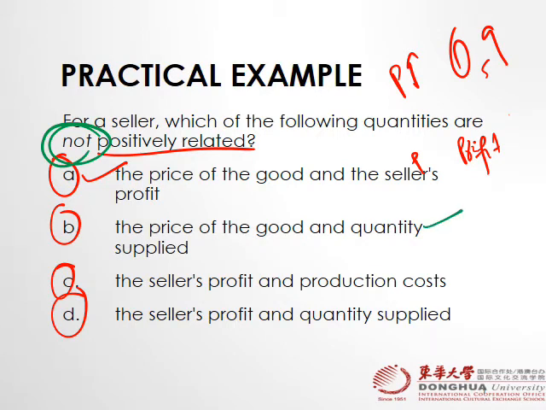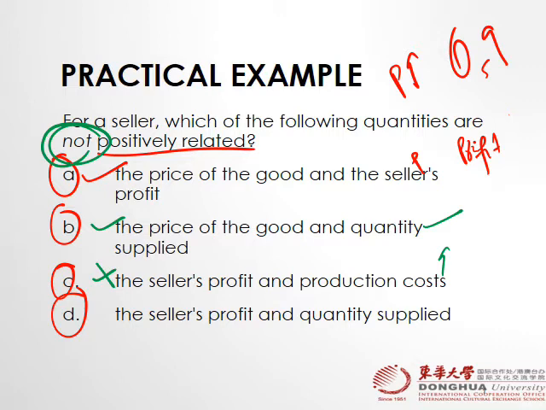Okay, the price of the good and quantity supplied. This is the law of supply. This is also good. That is positively related, right? Seller's profit and production cost. C can be the answer. No, if the profit decreases, cost increases. If cost increases, profit decreases.